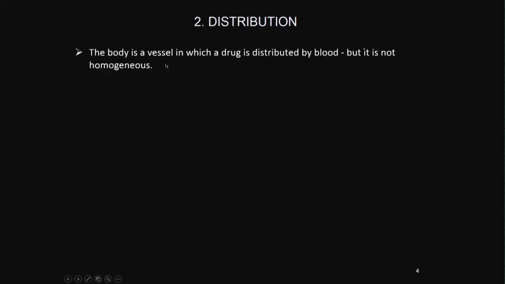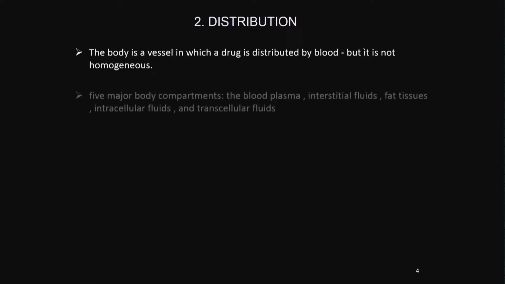Distribution, we said the body is like a big vessel, like a big pot containing a lot of water. So the drug gets distributed, and of course it is not uniform because you have plasma, and the other tissues, so many different ones: intestinal fluids, fat tissues, intracellular fluids, transcellular fluids. So some drugs will get distributed only in the plasma. If it is highly lipophilic, it may get absorbed in the tissue.